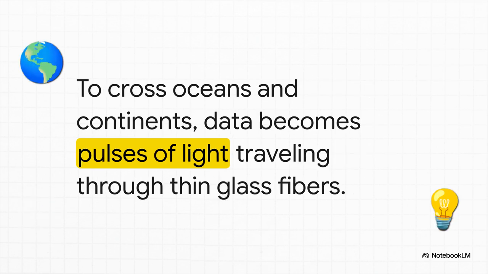But to go long distance, like across countries and oceans, electricity isn't fast enough. So that electrical signal gets converted into pulses of light. And these little flashes of light travel through fiber optic cables, strands of glass so pure and so thin, they're thinner than a human hair. They literally bounce their way across the planet at pretty much the speed of light.